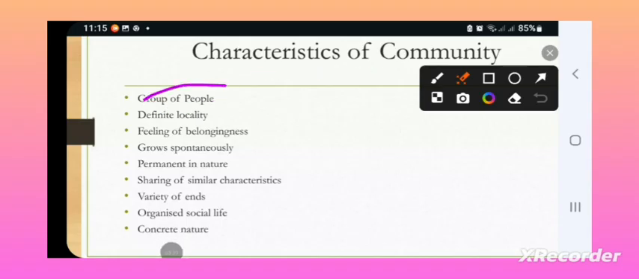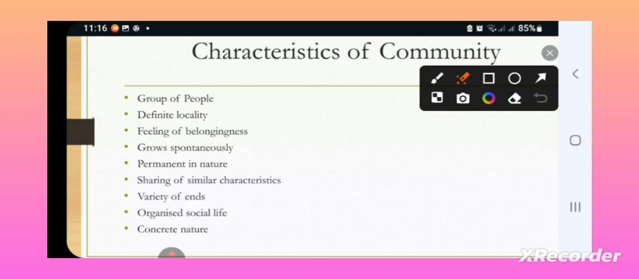Group of people. The most basic requirement, a community cannot exist without interacting individuals. Definite locality. It refers to the physical or geographical boundary. Though in modern times, this can be understood as a defined social space, even if virtual. Feeling of belongingness. This is a core psychological aspect known as community sentiment. It's the feeling of unity, shared identity, and mutual concern among members.